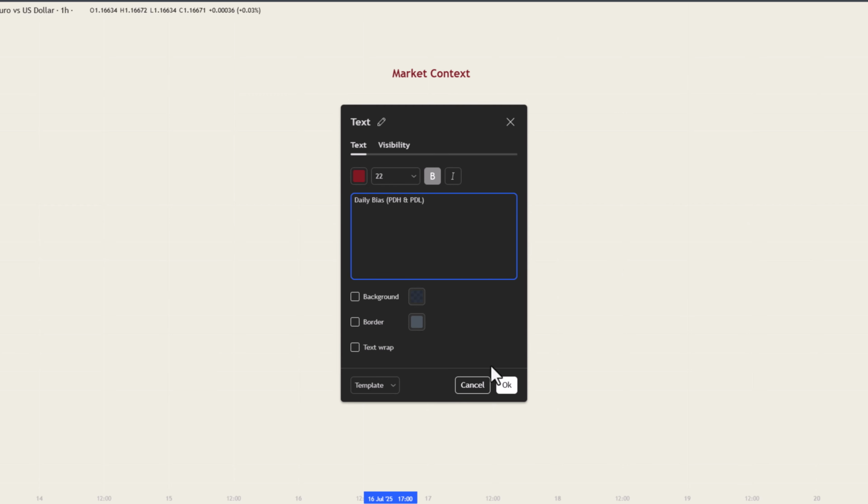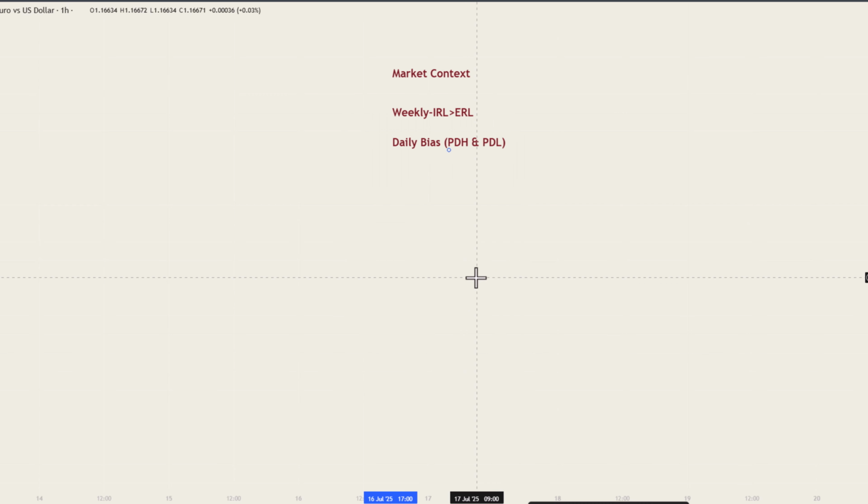That is where there are areas of liquidity, and what price has done previously on the daily candle. Has the daily candle closed above the previous daily candle, or has the current daily candle swept liquidity above or below the previous candle? These are things that I consider when determining the market context. So in essence, I look for weekly internal to external range liquidity, or external range liquidity to internal range liquidity. Then I also consider the daily bias.